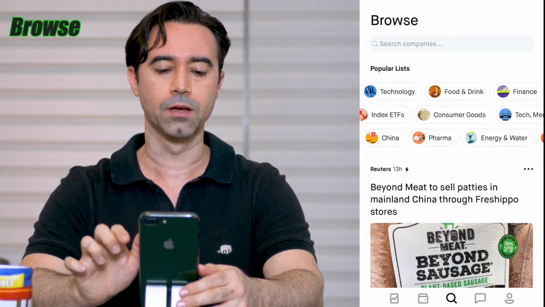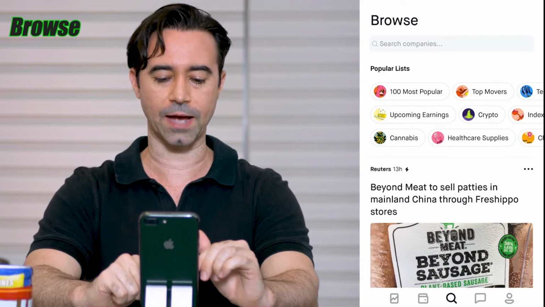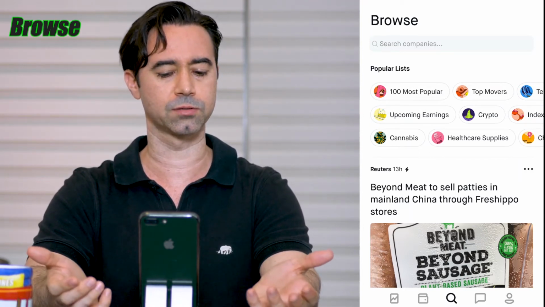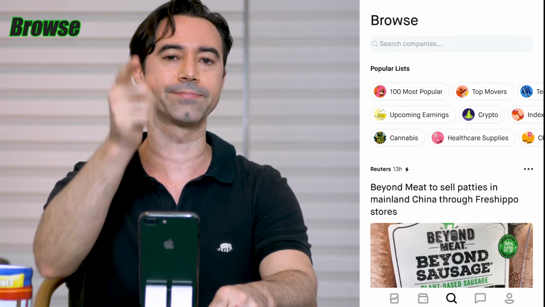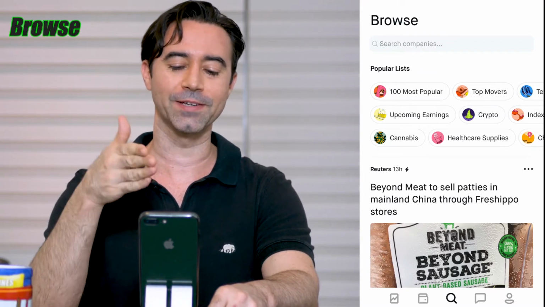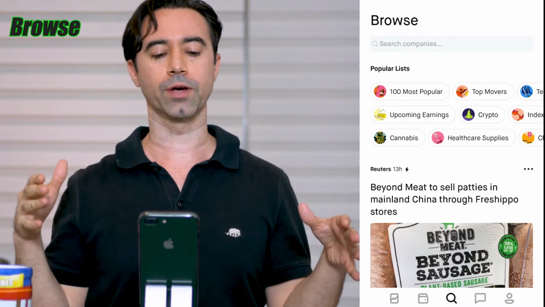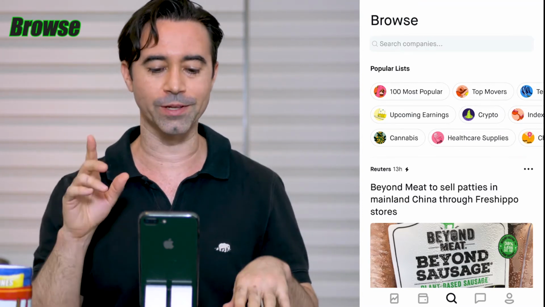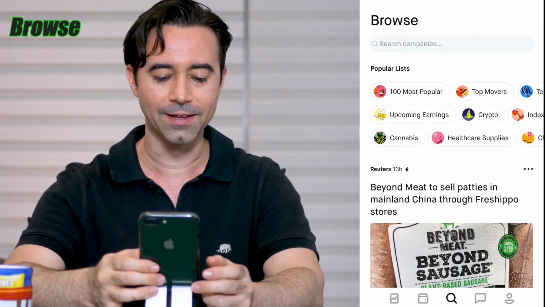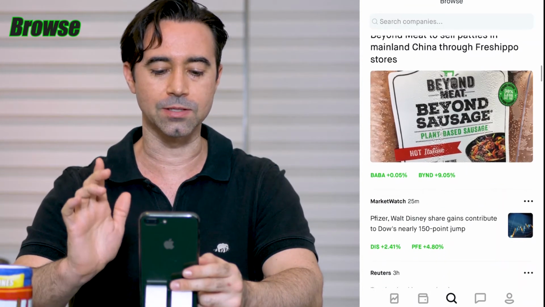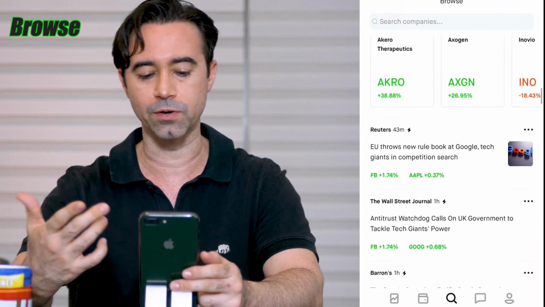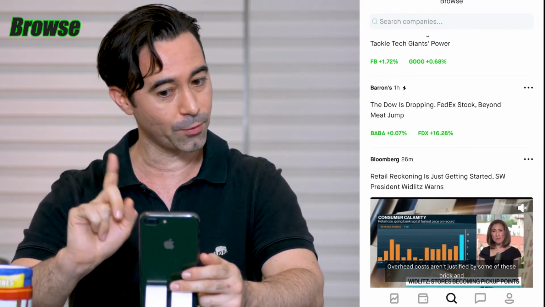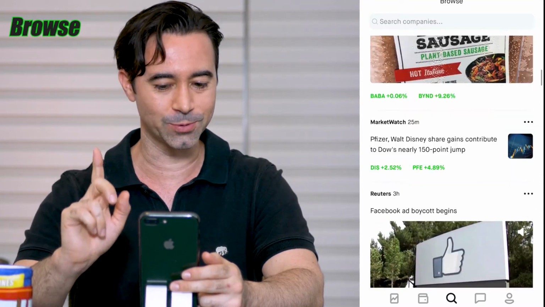Okay, here on the browse page, after you hit the little magnifying glass, which is the search icon, very center on the bottom there, we see popular lists, and this is a very important thing that I want to go over. But right before we do that, I want you to see that there's news and top movers. So you have a bunch of things. Again, Barron's right there. Remember Barron's, the best news for investing.